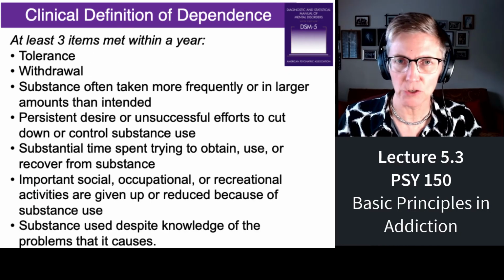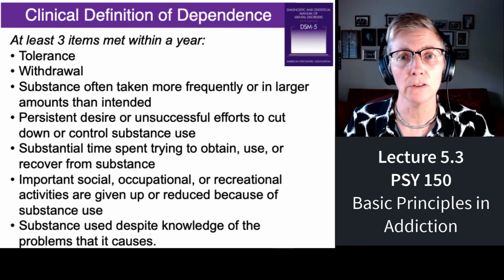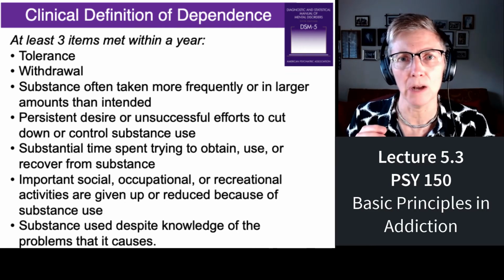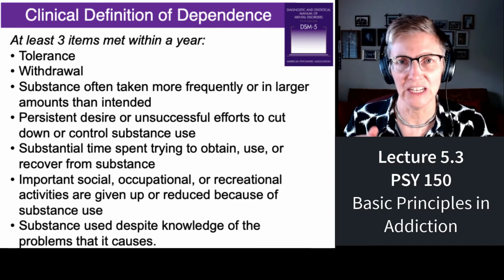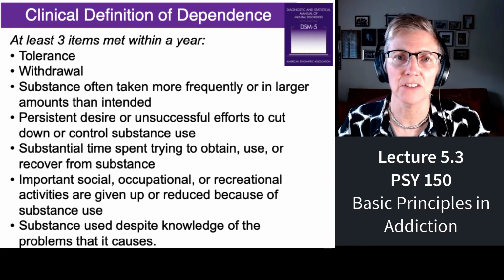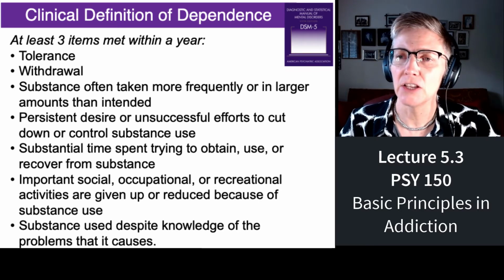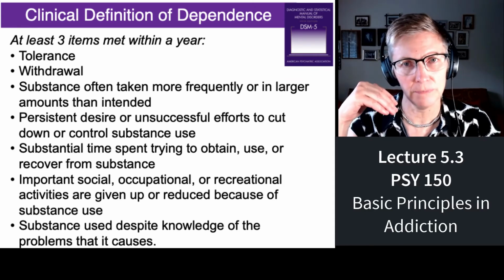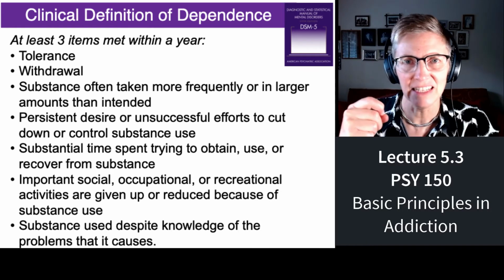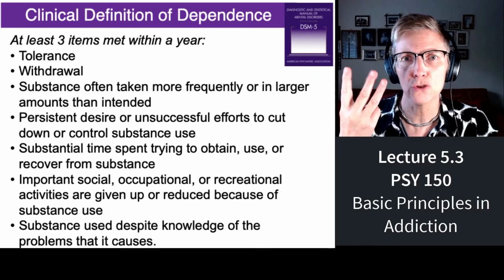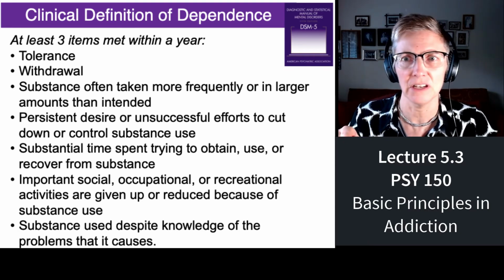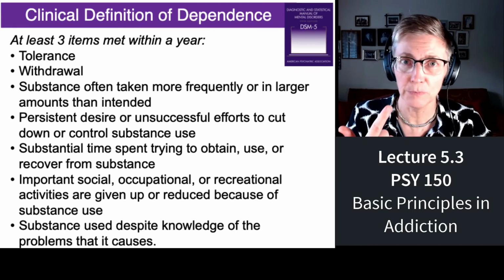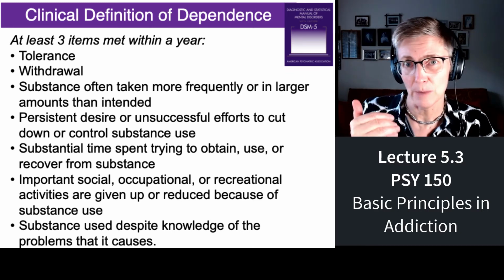The American Psychiatric Association writes a book, and they update it regularly, that lists all of the different disorders and psychological problems and defines the criteria for each of them. This is called the DSM, the Diagnostic and Statistical Manual. And according to the DSM, someone is considered to be addicted or dependent on a drug if they have at least 3 of the phenomena that are listed here. So if they develop tolerance, they develop withdrawal symptoms, which is what happens to you when you stop taking the drug.